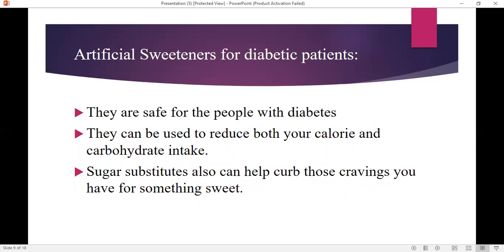Now we are going to discuss the artificial sweeteners for diabetic patients. They are safe for the people with diabetes. They can be used to reduce both your calorie and carbohydrate intake. Sugar substitutes also can help curb those cravings you have for something sweet. They do not increase your calories. This is the reason we use artificial sweeteners in the place of natural sugar.